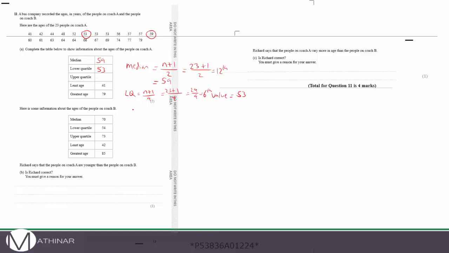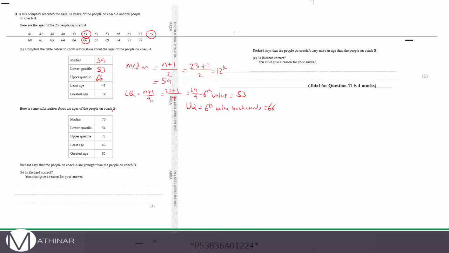And then your upper quartile, well, the good news about the upper quartile is because we know the lower quartile is the sixth value, the upper quartile will be the sixth value going backwards. So we just count backwards. First, second, third, fourth, fifth, sixth. So 66 is our upper quartile. And that's our table, so that will be 2 marks.